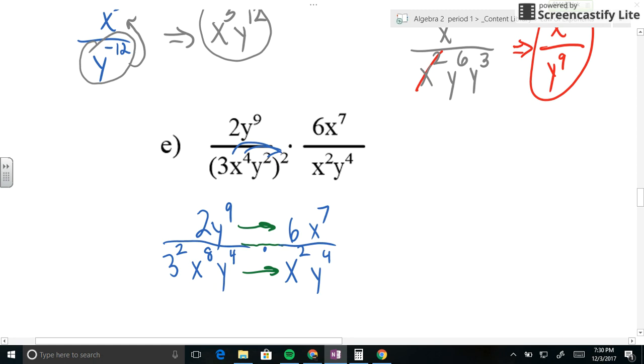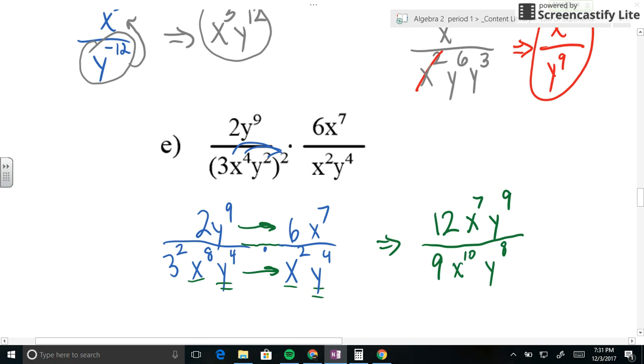So I have a 2 times 6. I can actually multiply 2 times 6 because there's no exponents on that. So 2 times 6 is 12. I have a y to the 9th and an x to the 7th. I can't change those exponents, so I just write them alphabetically, x to the 7th, y to the 9th. Over, now I do the same thing here. I have a 3 squared. Well, a 3 squared is 9. I don't have any other numbers, so I'm just going to write it as a 9. I have an x to the 8th and an x squared. So I could take those two and add the exponents to get x to the 10th. And then I have a y to the 4th and a y to the 4th. So I can add those exponents to get y to the 8th.